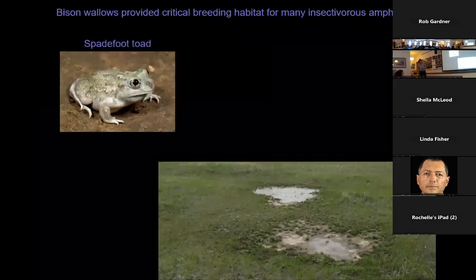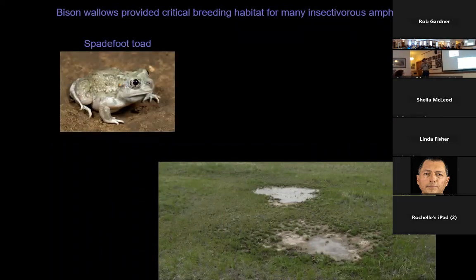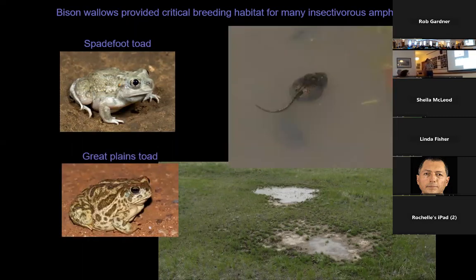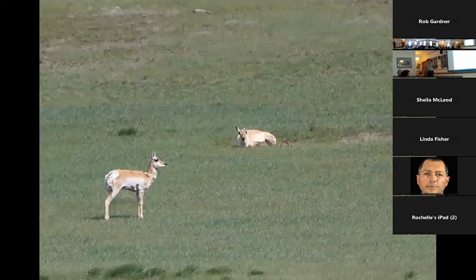Toads. These guys, you can pick through three. The spade-footed toad, the Canadian toad. And the spade-footed toad in particular, and that's their tadpole, they have the fastest metamorphosis of any toad on the planet. These guys will hop into a wallow like that in the spring, and 10 days later, they're fully morphed adults. Incredibly fast. And it's timed to the length of time that the wallow holds water.